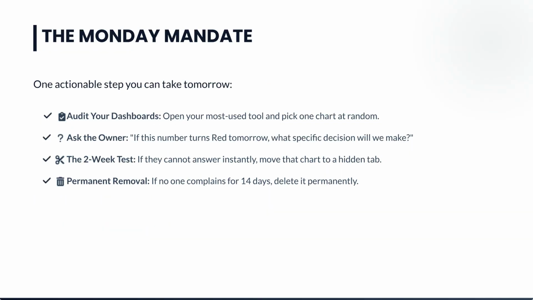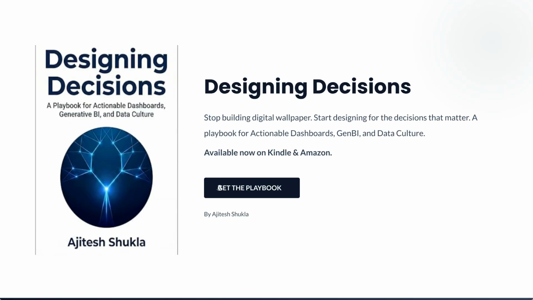The Monday mandate suggests an actionable step. Audit your dashboards. Ask the owner, if this number turns red, what decision will we make? If they can't answer instantly, apply the 2-week test by moving it to a hidden tab and delete it if no one complains. Stop building digital wallpaper and start designing for the decisions that matter.